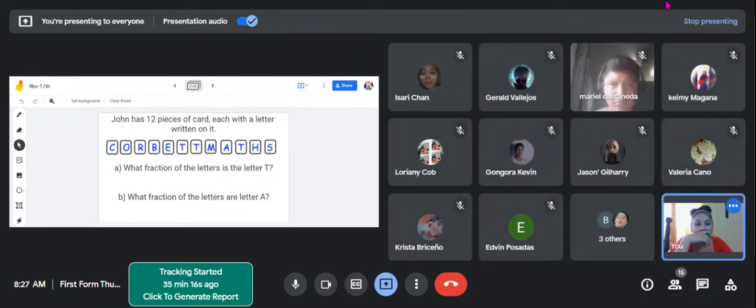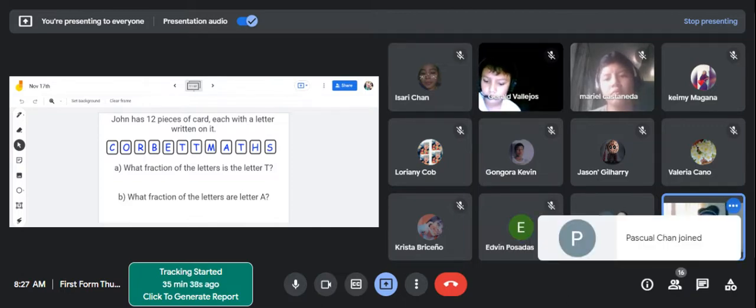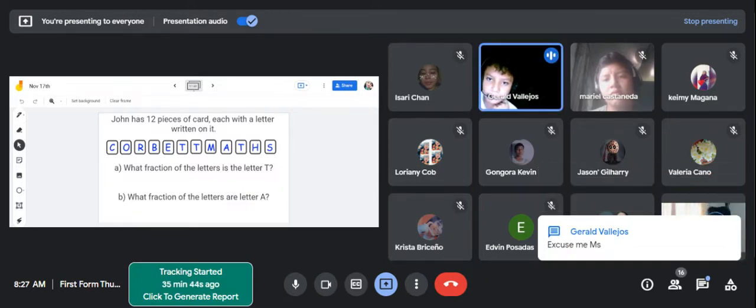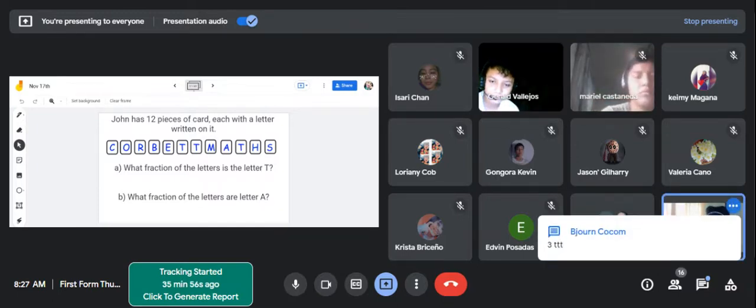Now this one. It says John has 12 pieces of cards, each with a letter written on it. And these are his 12 pieces. CORBETTMATHS. Those were his 12 cards. What fraction of the letters is the letter T? How many T's do you see there? Yes, Gerald. I don't see the Corbett Maths. It doesn't show the picture? No, miss.